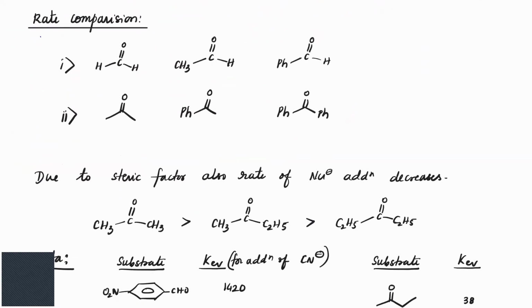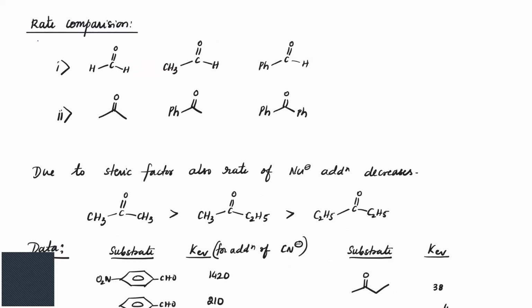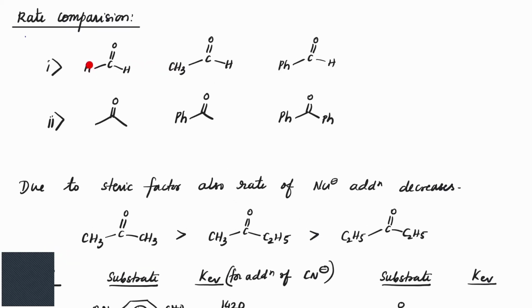Now let's compare this idea with more examples here. Suppose you have no crowding here, slightly more crowding here, and more crowding with resonance also, because phenyl offers resonance. In that case, for the rate of nucleophilic addition reaction, if you have A, B, C here, A is greater than B greater than C.